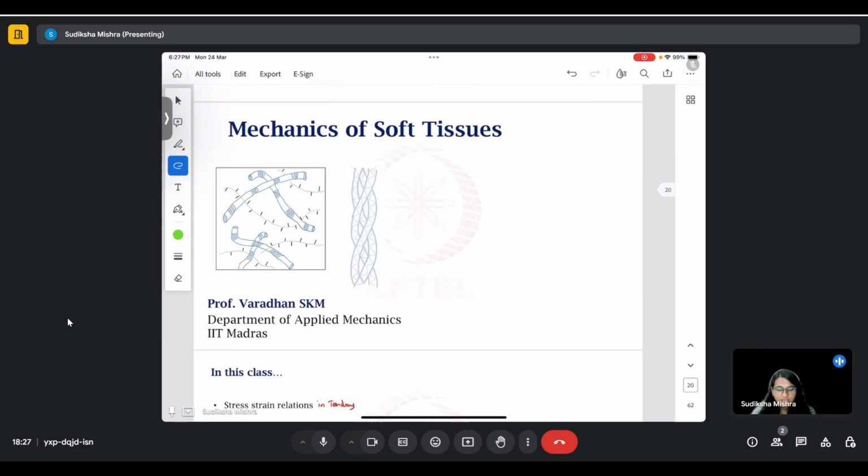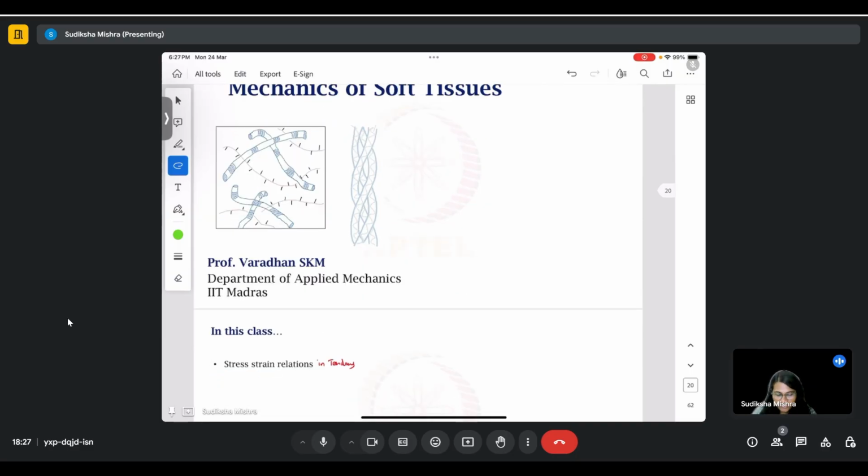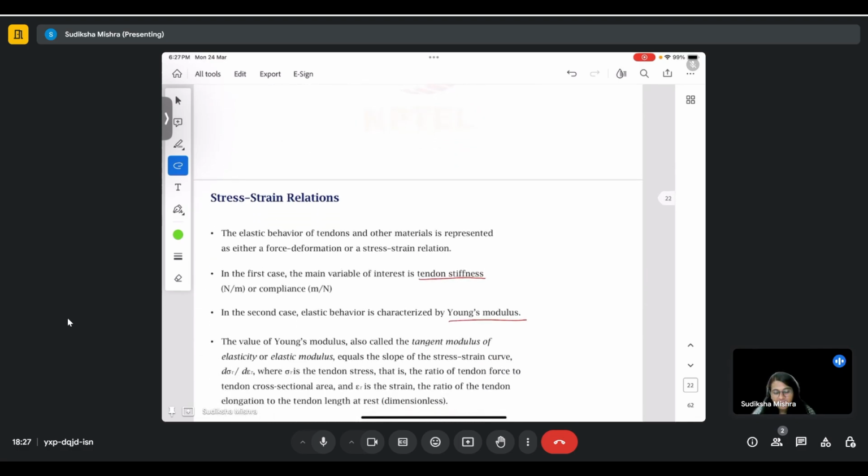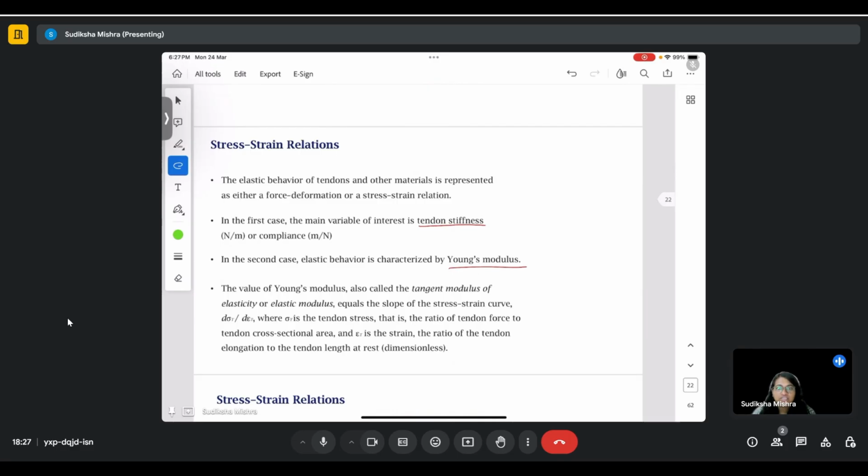Let's look at the stress strain relation in tendons. As we saw earlier, the stress strain relation in tendons is not linear, it's non-linear. In general, the elastic behavior of any material is represented by either the force and the deformation caused by the force, or the stress strain relation, either one of those graphs.